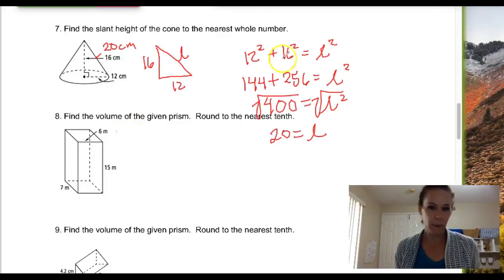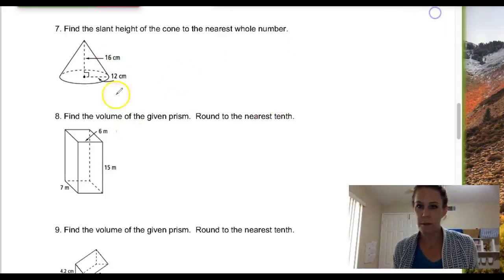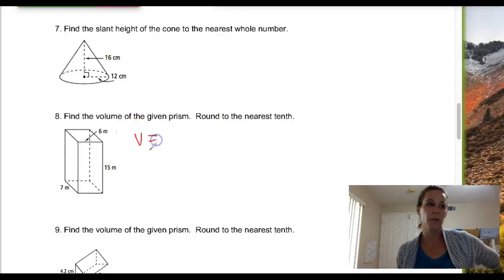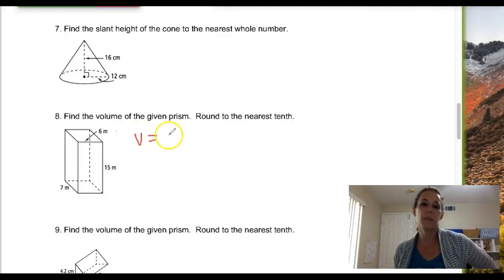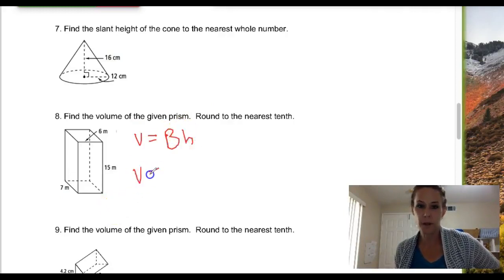All right, on to number 8. Let's clear this off. Number 8 asks you to find the volume of this prism, round to the nearest tenth. Let's write out the volume formula. For prisms, the volume is the area of the base times the height. So let's go ahead and do the volume here.